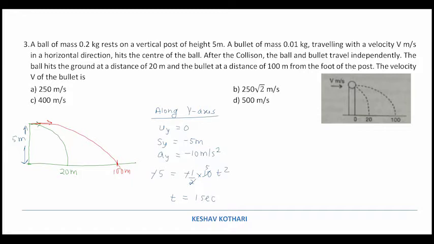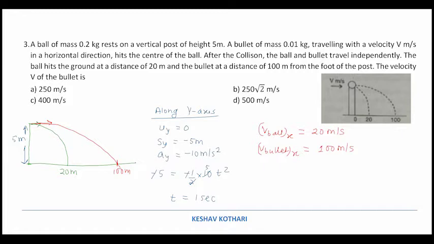So the velocity of the ball in the x-axis direction must be equal to 20 meter per second, because the distance of 20 meter was covered in 1 second. And for the bullet, the velocity along x-axis is equal to 100 meter per second, because this distance is also covered in 1 second. For a projectile which is projected horizontally, the time of flight is the same. It is the range that differs because of the different velocities along the x-axis.